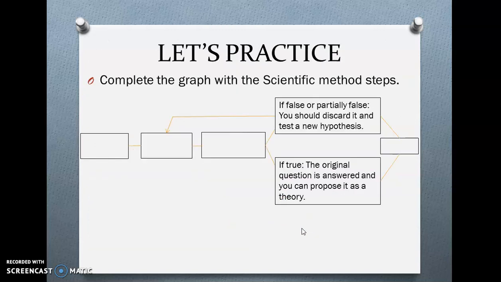Okay, let's practice. Time for practicing. Okay, the first situation is about the scientific method steps. So we are going to fill in these little charts with the 4 steps that we were practicing previously. So let's check this information first. If false or partially false, you should discard it and test a new hypothesis. So right here we are talking about hypothesis. So we have some clues right here to answer this chart. And we have another one right here. If true, the original question is answered and you can propose it as a theory.